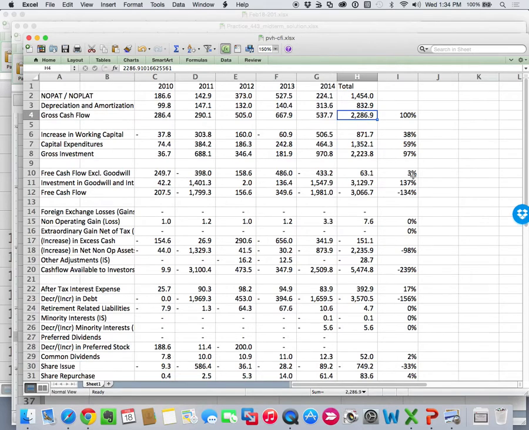So here's the point. Gross cash flow, $2.286 billion over 5 years. Gross investment in working capital and CapEx, $2.23 billion. So basically, free cash flow before acquisitions, $63 million. 97% reinvestment rate. If you look at this company, they basically put all the cash profits they made back into the business. Kind of like Royal Caribbean.